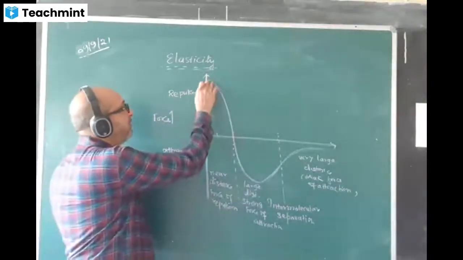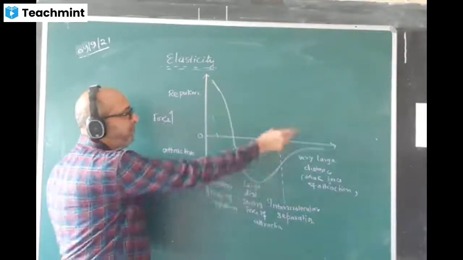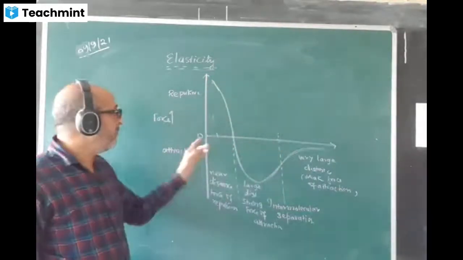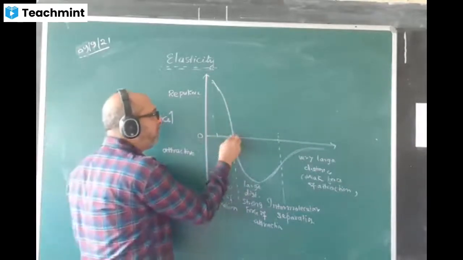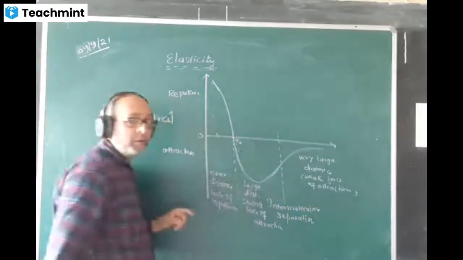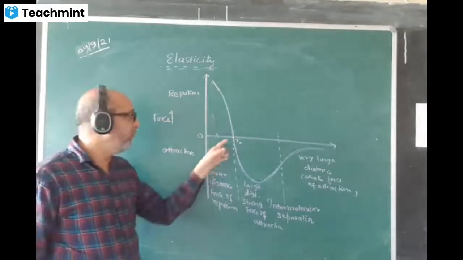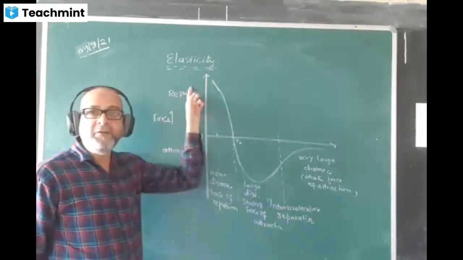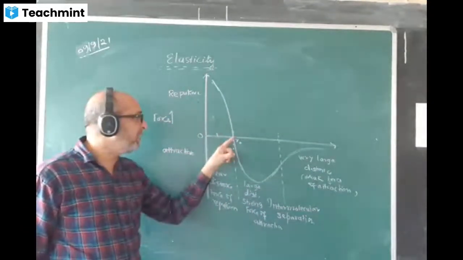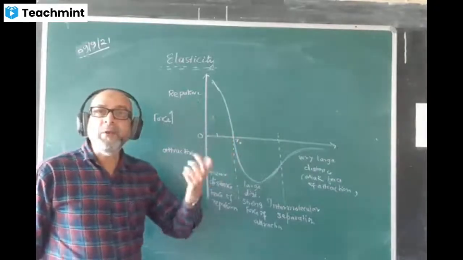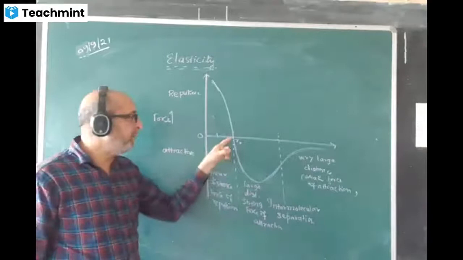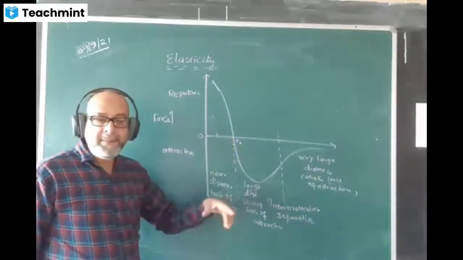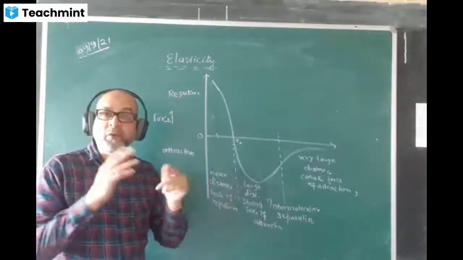The graph does not touch this, okay? It will come like this way. That means the force of repulsion is quite strong, and this is called equilibrium distance, R naught we write here. Here the force is 0. Attractive force and repulsive force cancel each other, and the molecules will be in equilibrium. They will neither attract nor repel at a particular distance. That happens before we apply a force on it.